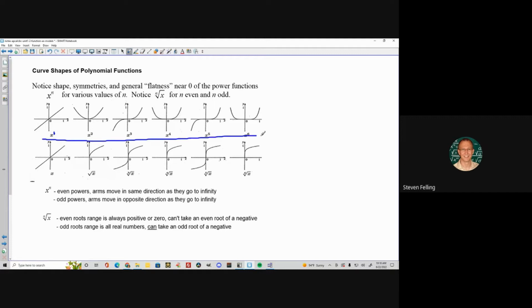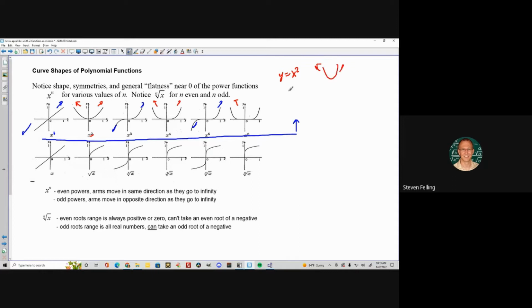So up here above the line, if we're talking about polynomial terms, then the ones that are odd have the basic idea that they go down on one side and up on the other, down on one side, up on the other. The ones that are even powers, like 2, 4, 6, they go up on both sides, or they go down on both sides.